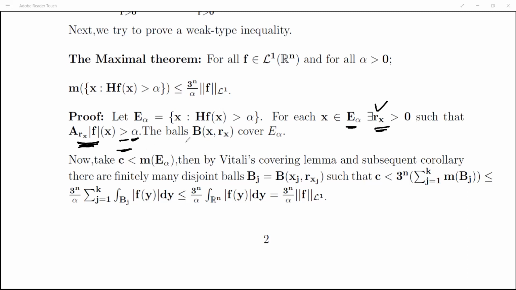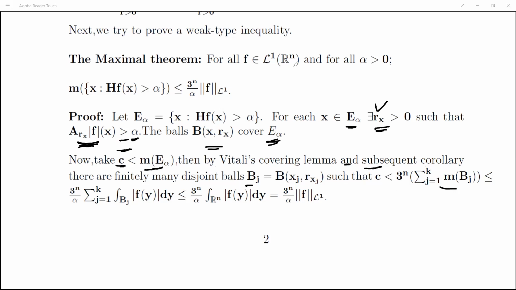And then for every point x, you do that. So you get a covering of E alpha, the balls B(x, rx) give you a covering for E alpha. And then take a constant C, which is less than the measure of E alpha. Then by Vitali's covering lemma and the corollary we proved, there are finitely many disjoint balls Bj such that C by 3 to the power n is less than the sum of the measure of these balls.